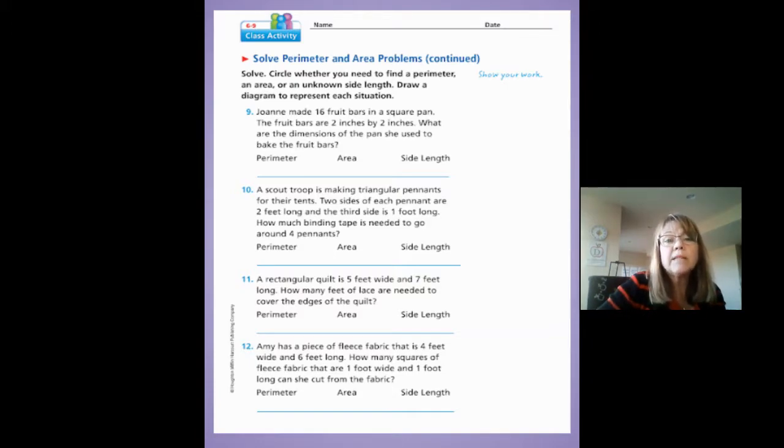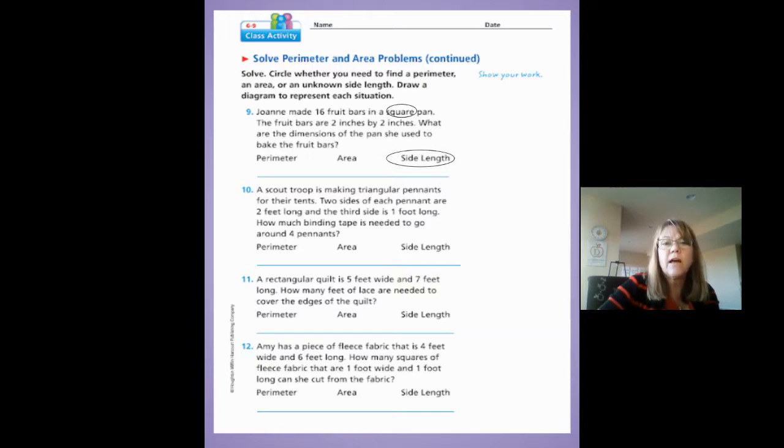So Joanne made 16 fruit bars in a square pan. The fruit bars are 2 inches by 2 inches. What are the dimensions of the pan she used to bake the fruit bars? So it's a square pan, and 16 would be our total area. So what two numbers that are the same, multiplied by each other, would work?